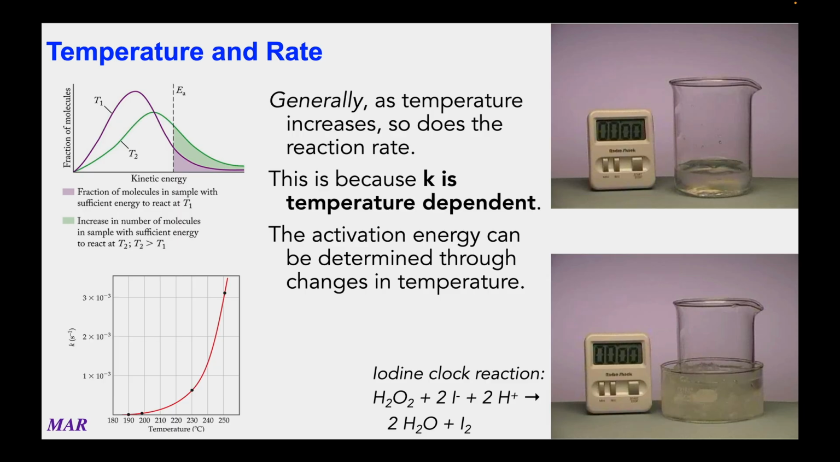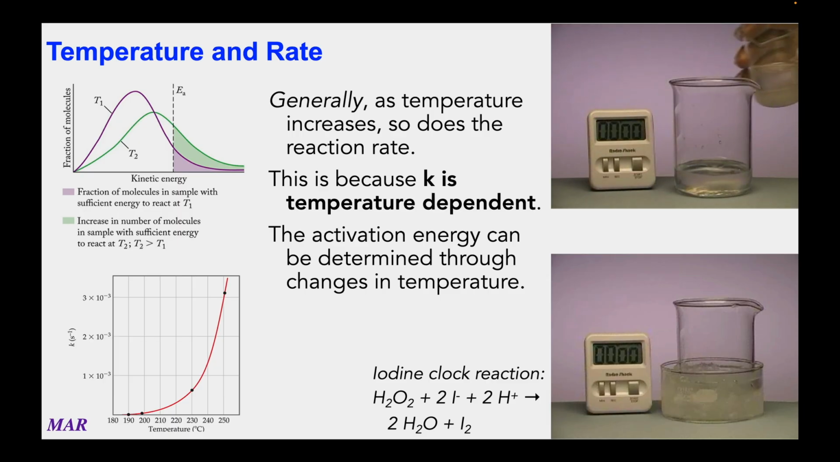It's the iodine clock reaction. Both of them have iodide going to iodine. Iodine has kind of a purple color, while the iodide is colorless. And you can see the top one is basically room temperature and the bottom one is on ice.